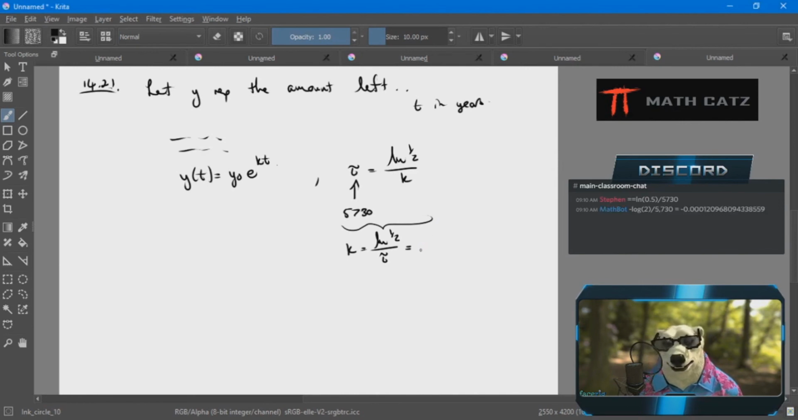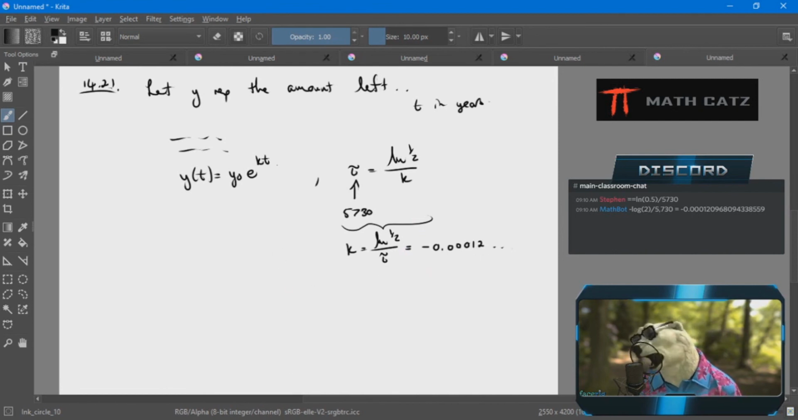Now for these situations, k is quite small, 0.00012 and so on. So if you have a normal calculator, you can put that in your memory and all kinds of stuff to make sure you're working with the most accurate k value in the future.